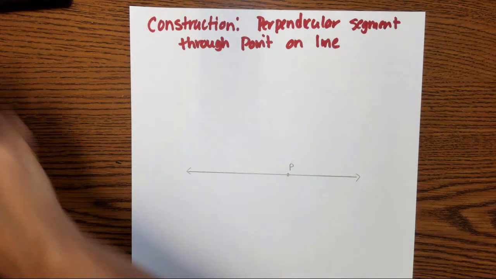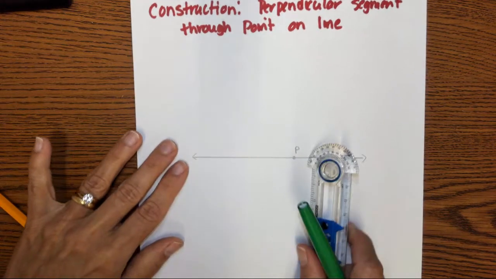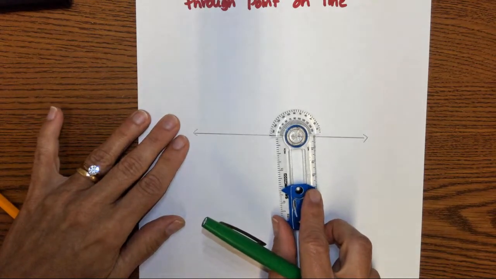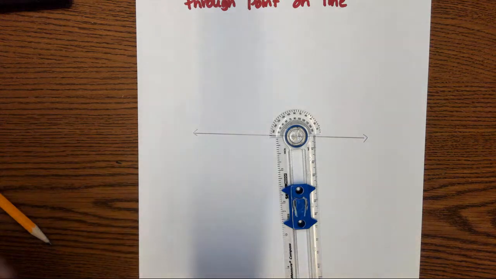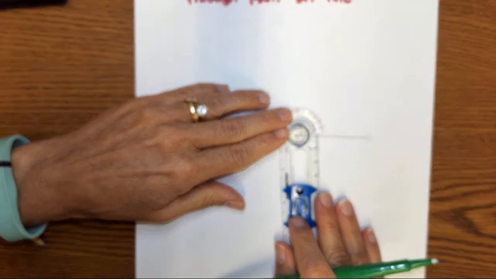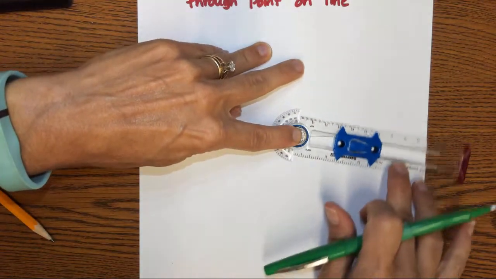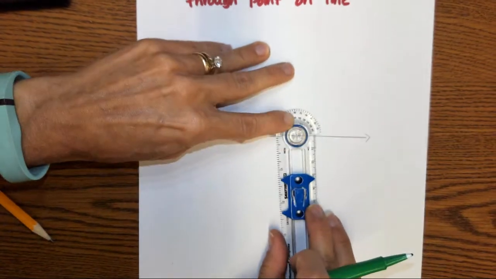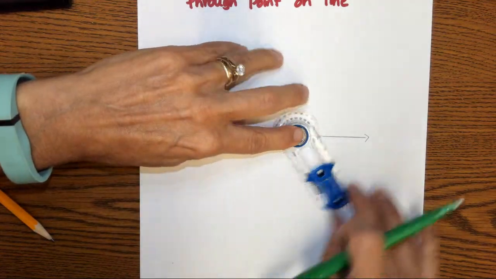So we start this construction by putting our compass point on P. It doesn't matter what length we open our compass to. We just put our compass point on P, and we're going to swing an arc so that it intersects our line in two places. If your line is not long enough, you can always extend it.